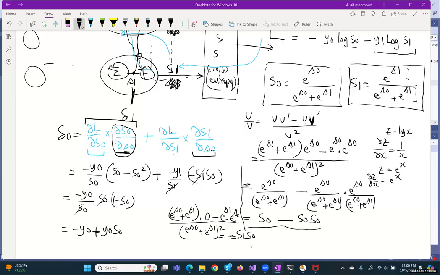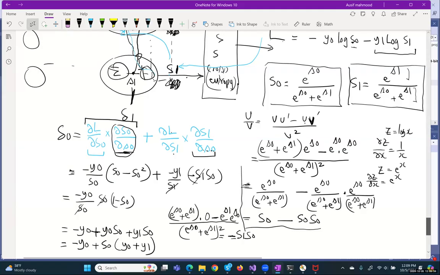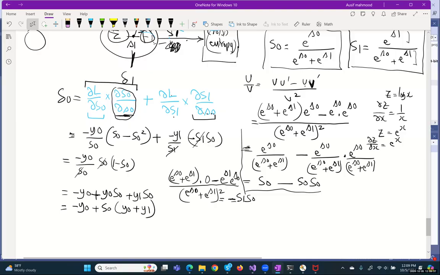So now what will happen? This S1 cancels. Minus minus becomes plus. So you can see this will become Y1 S0, right? Now let's further focus on it, minus Y0 plus, if I take S0 common, Y0 plus Y1, okay?